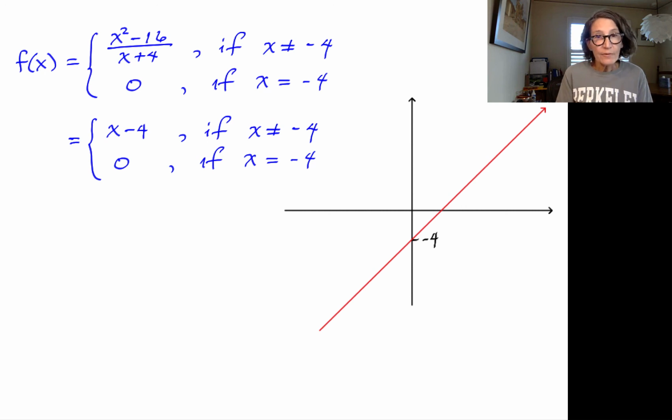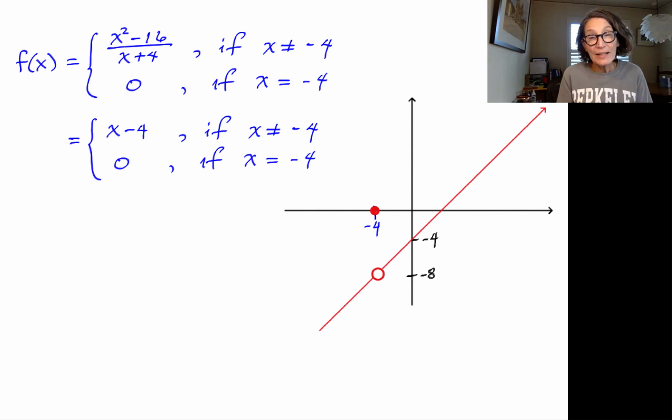But we have to remember we're redefining the value of this function at x equals negative 4. So when x equals negative 4, we have to redefine that point. We have to pull out that point and plop it down on the x-axis because f of negative 4 is 0. So this is what it looks like. It's a line with a hole and then a dot at negative 4, comma 0.